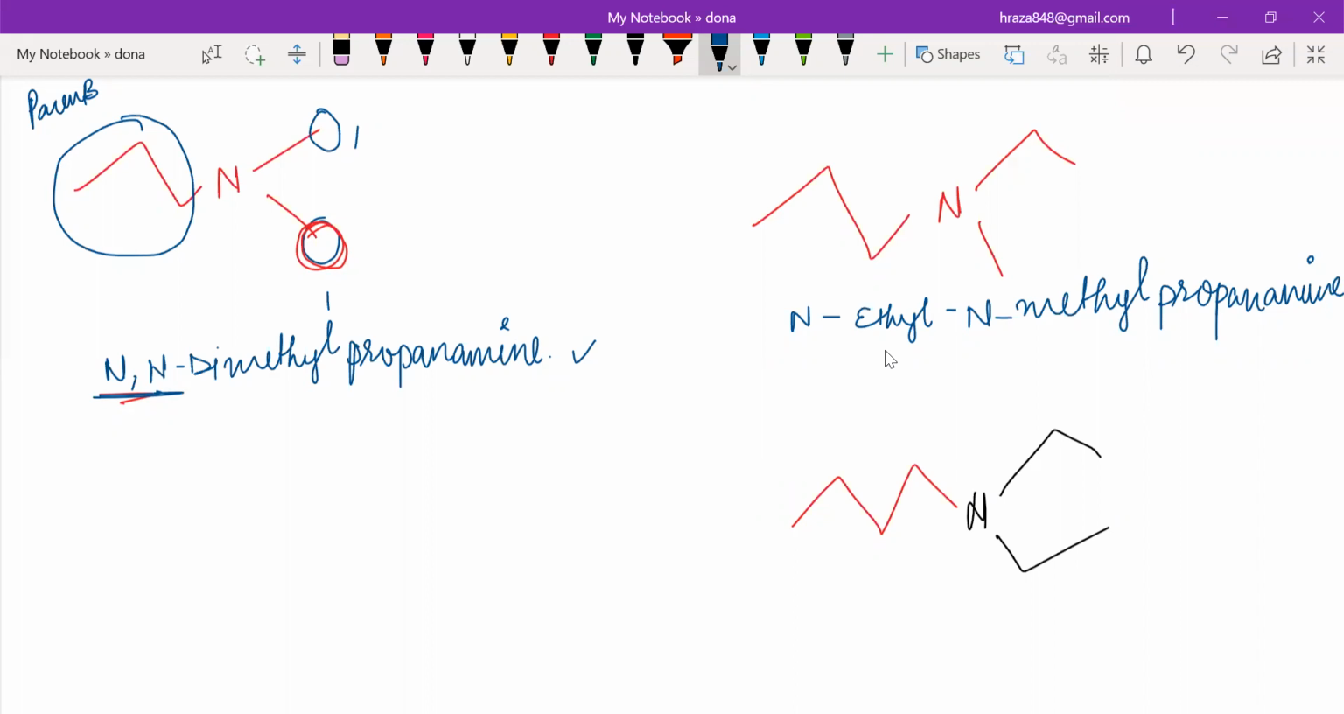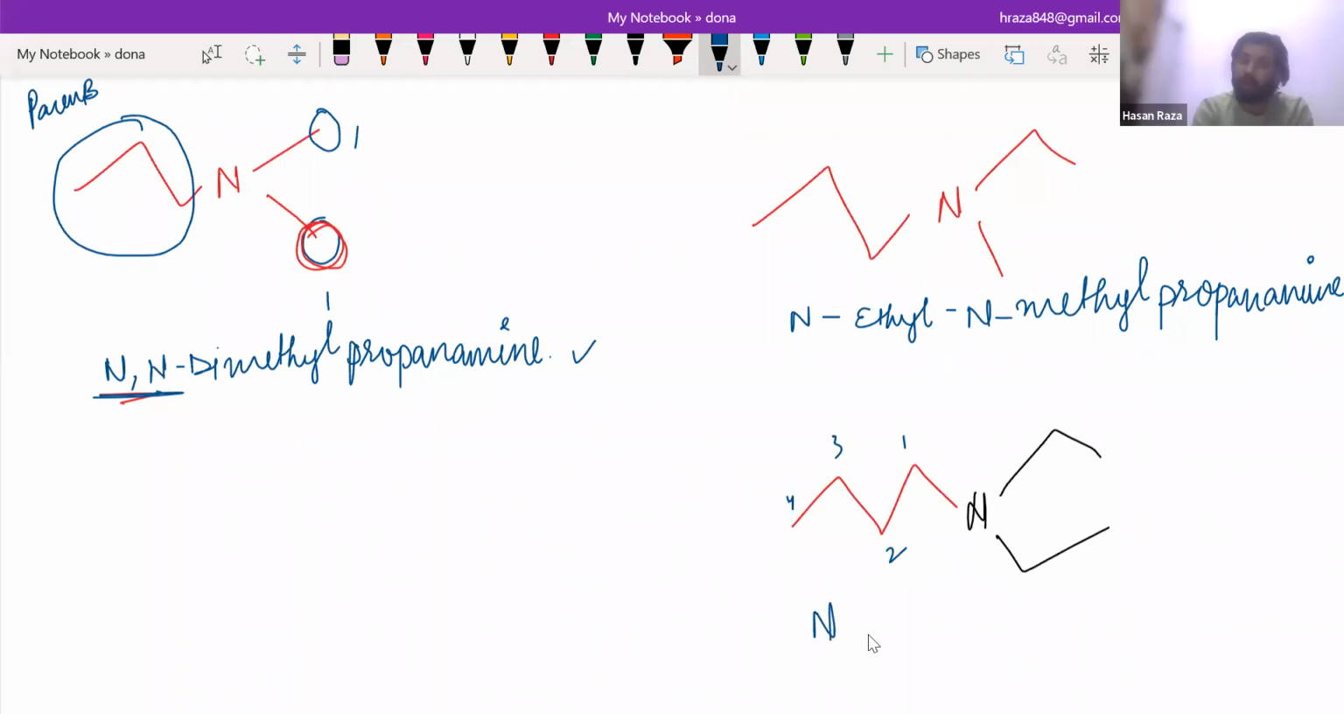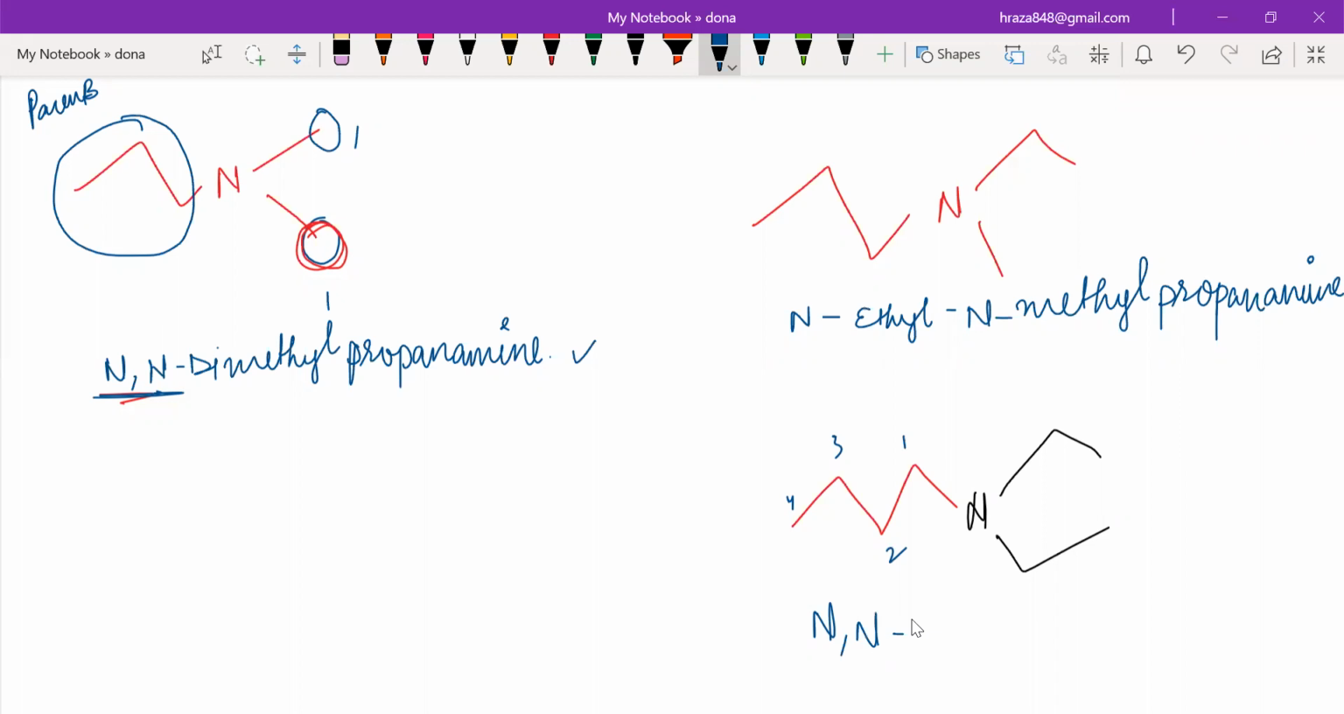Is it N comma N diethyl butamine? Butanamine. You told us, butanamine. My bad, yeah, butanamine. 1, 2, 3, 4. So "buta" not only represents the number of carbon, "an" represents the bond between carbon. Single bond. Yes. Okay.